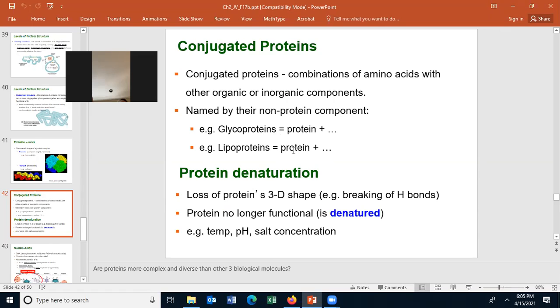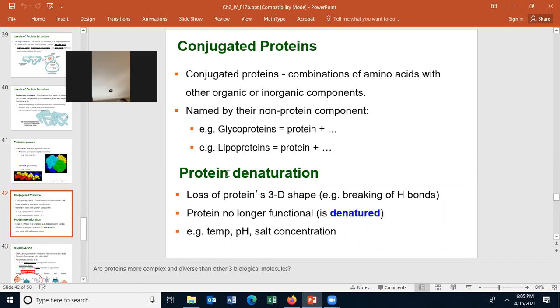All right, any question about conjugated proteins? As I stated, they are more complex and diverse than the other 3 biological molecules, and they play many roles in an organism or in a cell.